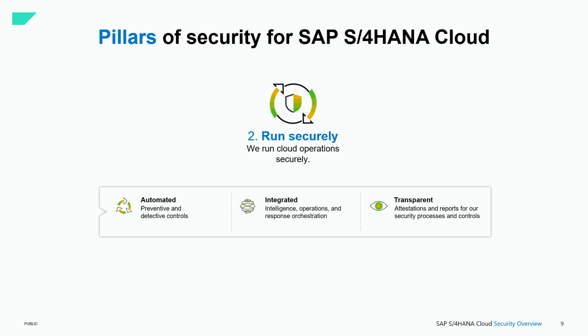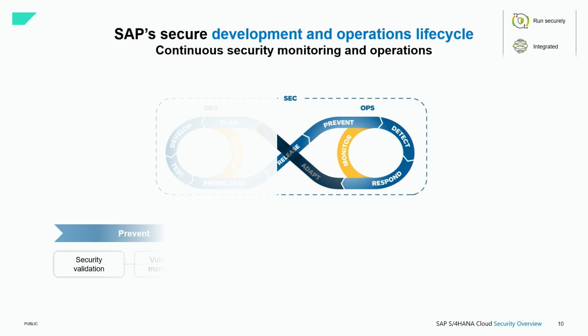Now let's have a look at how we run our software solution in a secure way. For that, we have implemented automated preventive and detective controls and have established a team for threat intelligence gathering and response orchestration integrated into one single team. Transparency to our customers about our security process and controls is also available. We are sharing and documenting our security approach through attestations and reports.